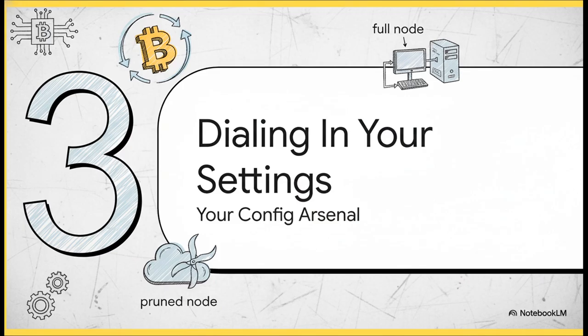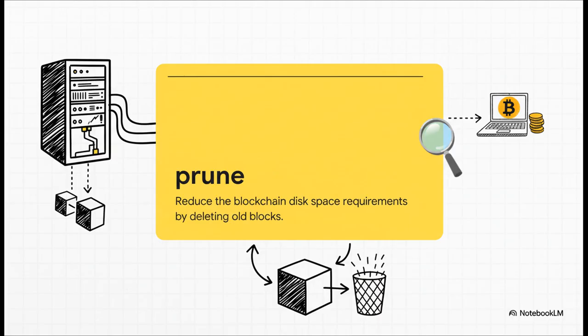All right, so with our two builds in mind, the powerhouse and the lean machine, let's look at the most critical settings. I want you to think of these not as a long, boring list to memorize, but as a small arsenal of essential tools. For each one, we'll figure out which build it's perfect for. First up, we've got the prune setting.